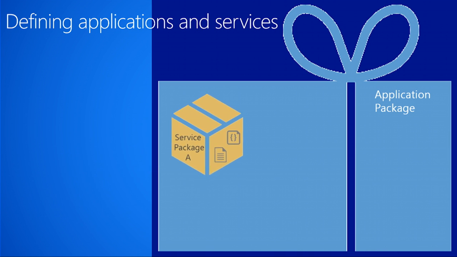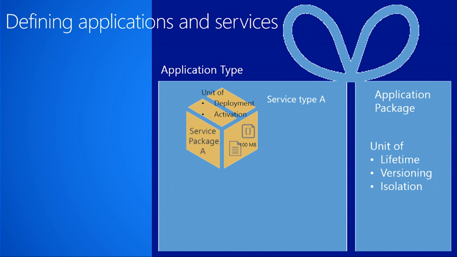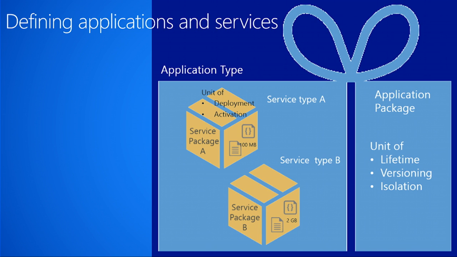The way to think about packages is that the service package is the unit of deployment and activation. The key here is that since the service package is the unit of deployment and activation, that is the unit you can actually make changes to. You don't need to rev the whole application package. The application package is just the lifetime, versioning, and isolation boundary. This isolation boundary you can choose to do in a container as well. Since in this new world containers are important, you can say this particular service type runs in this container. As of today, this could be Windows containers. Later on, we would have support for Linux containers and so forth.